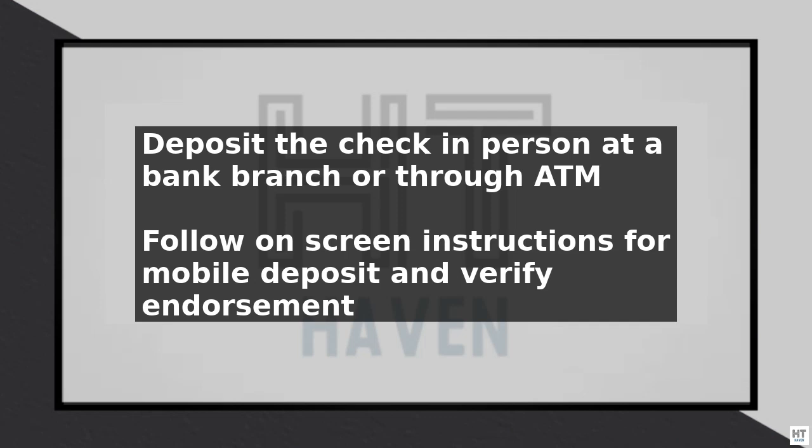In conclusion, depositing a check with two names requires understanding the types of checks, verifying the check and endorsement, and following the bank's policies. By following these steps and best practices, you can ensure a smooth and successful deposit process.